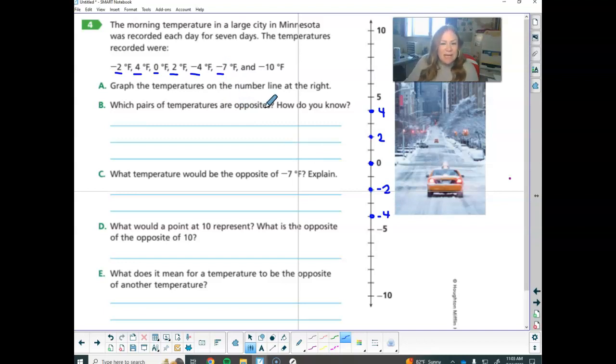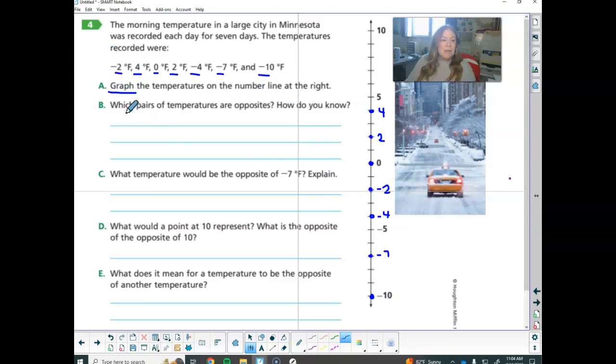Now we need to do -7, going down 1, 2, 3, 4, 5, 6, 7, -7. And we need to do -10. So starting at 0, going down, down, down, it actually has it marked for us, -10. So here are the 7 days that we recorded the temperatures. So we have graphed them on the number line.